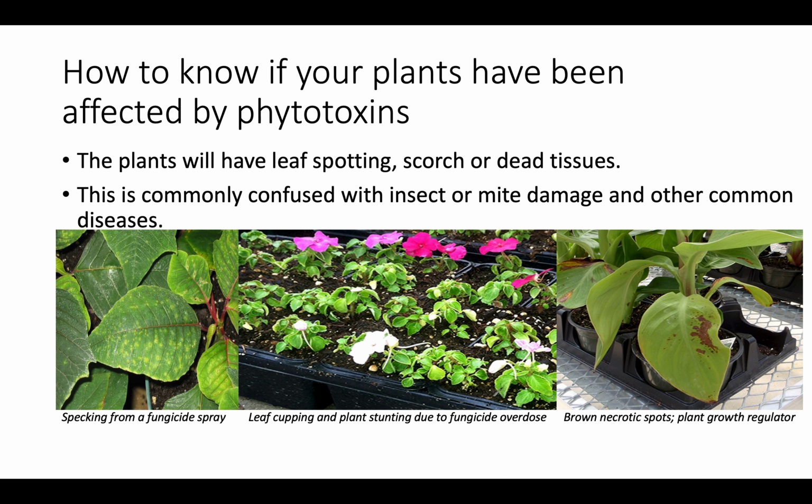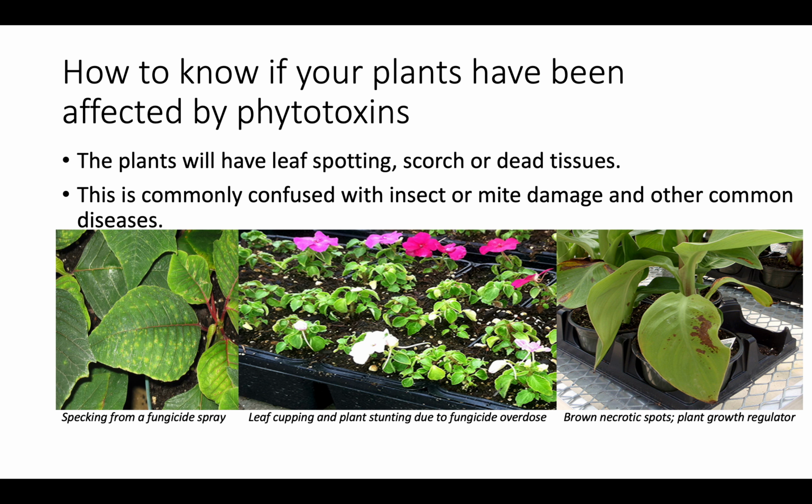So how can we tell if our plants at home, or any plant really, has been affected by a phytotoxin? Usually the plants will have leaf spotting and have scorched or dead tissues. This is commonly confused with insect or mite damage and other common diseases. A really common disease is phytotoxemia, which is the reaction of a plant to a chemical toxin introduced by insect feeding, which would be a phytotoxic effect on the plant, not from the plant. So it's not the same as if a caterpillar would be feeding off of one of its leaves, as that would just simply be a threat to the plant.